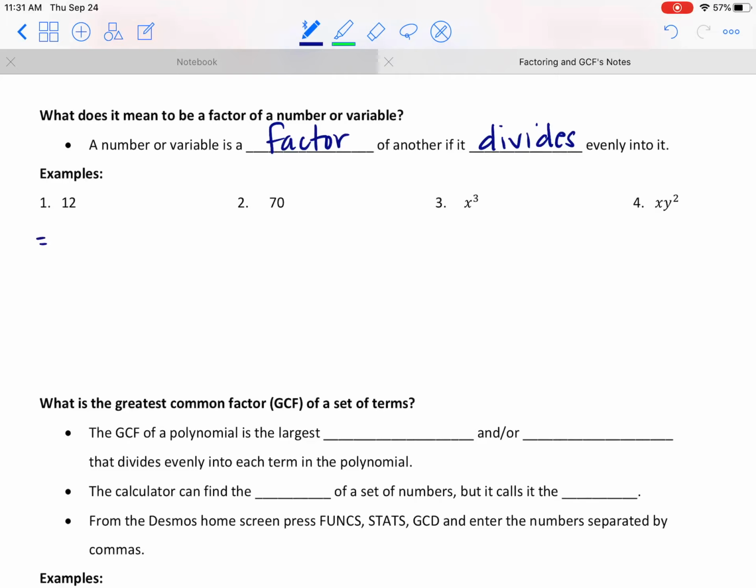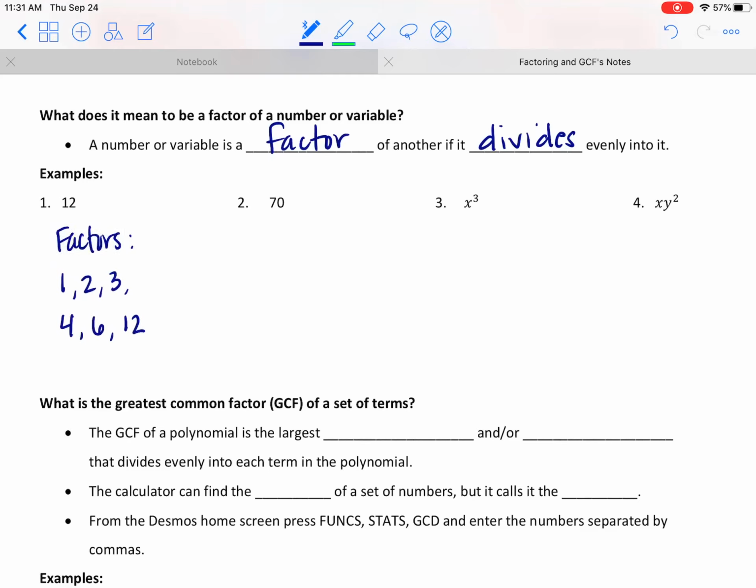So factors of 12, as I just mentioned, would be 1, because 1 divides in evenly, 2 and 3 and 4 and 6 and 12. All of those numbers divide in evenly, so those are all the factors of 12. I guess I should say not equals, but I should say factors.